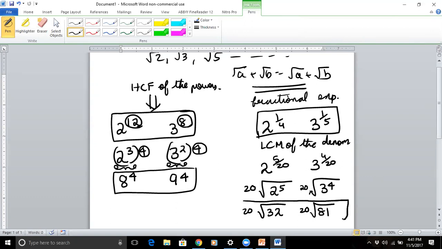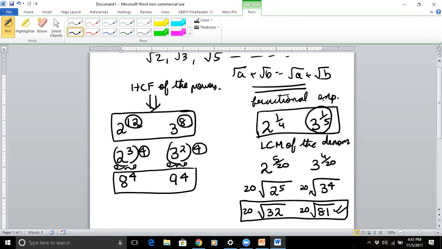So when I make a comparison of these two quantities, it's very clearly evident that the 20th root of 81 is much greater than the 20th root of 32. So 3 to the power of 1 by 5 is the greater of the two. So in a nutshell, this is what you need to do.